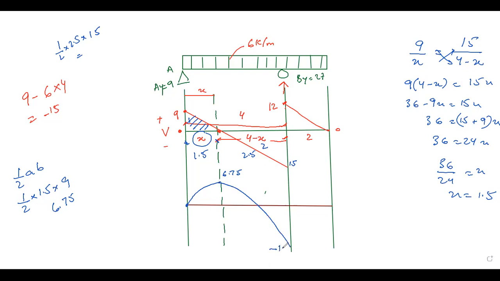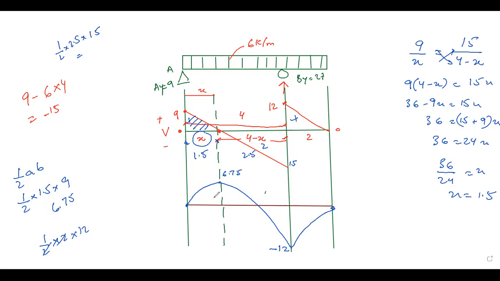Then we have to add the area of this triangle. What is the area of this triangle? Half times 2 times 12, so it will be 12. This is a positive body. So minus 12 plus positive 12 will be 0.